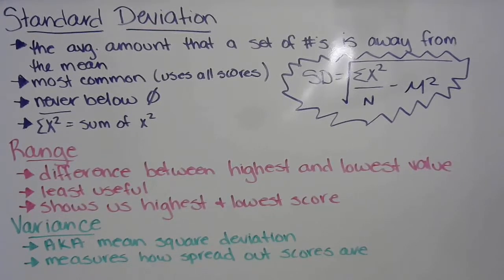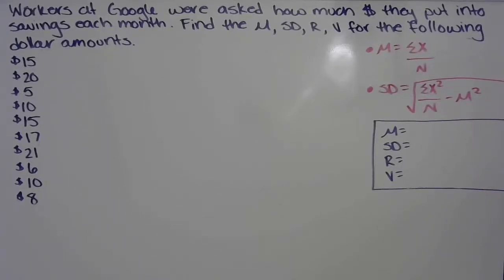And the last measure is going to be variance, which is also known as the mean square deviation, which I will explain a little bit more once we solve a problem. The variance measures how spread out the scores are as well. All right, let's go ahead and do an example problem.